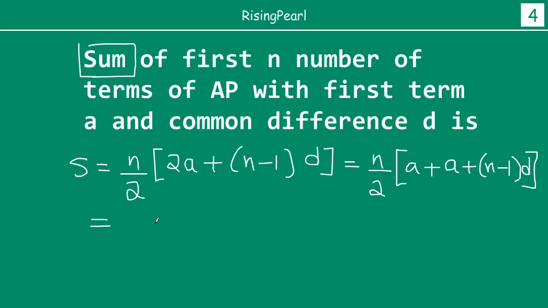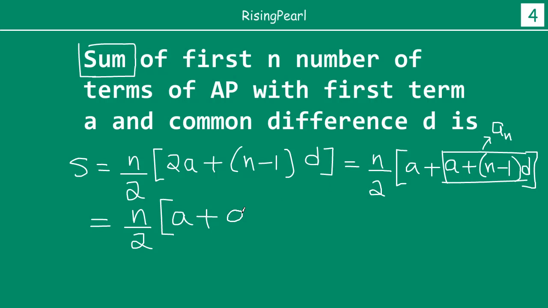So this equals n by 2 times a plus, now what is this term? a plus n minus 1 times d. This very term, do you see any similarity? a plus n minus 1 times d. Of course, this is nothing but the nth term. So this is an, the nth term.